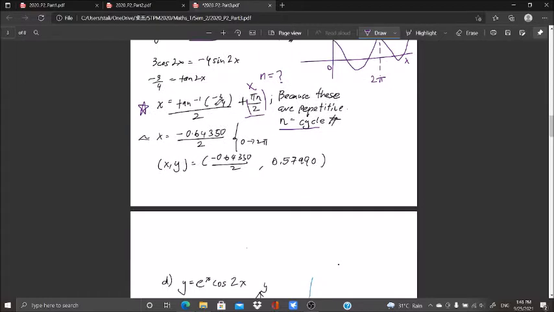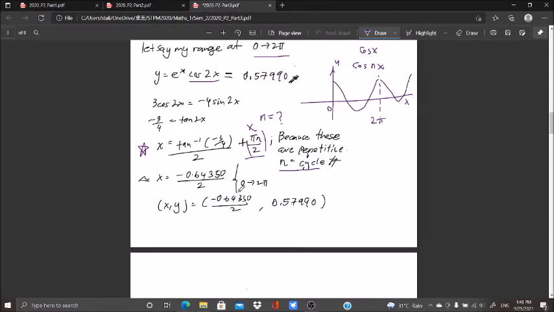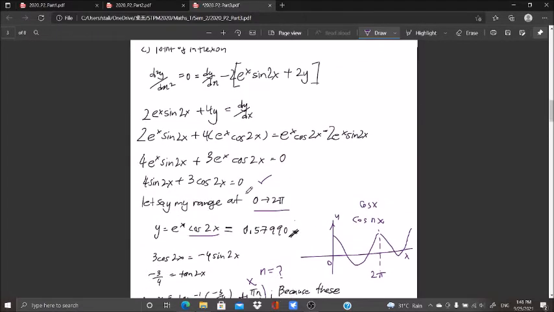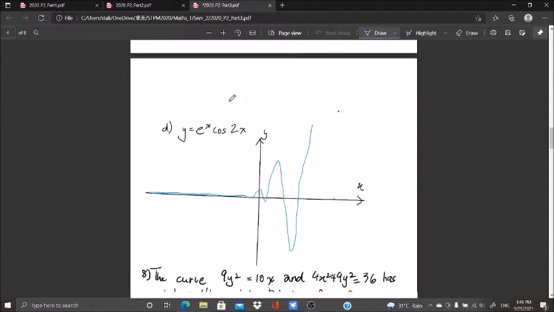So when n equals 0, then we substitute all these terms inside. We will actually get back x equals negative 0.64350 over 2. This is our x. And then we substitute this point back to here, and we can obtain our y. Okay? So this is our point of inflection.